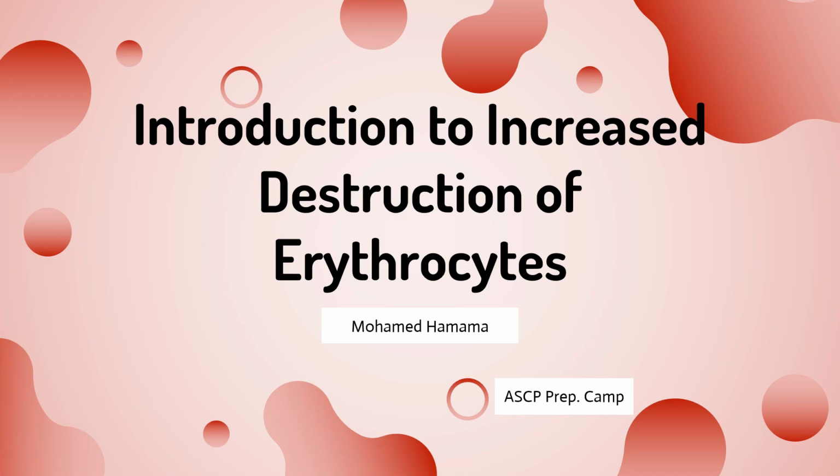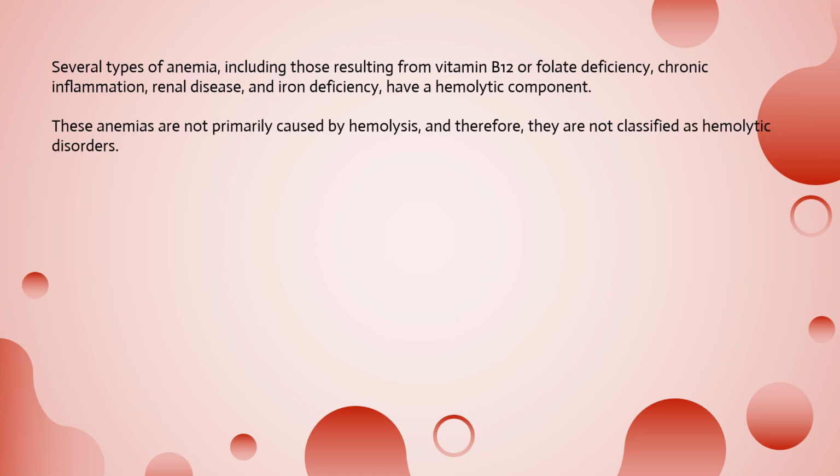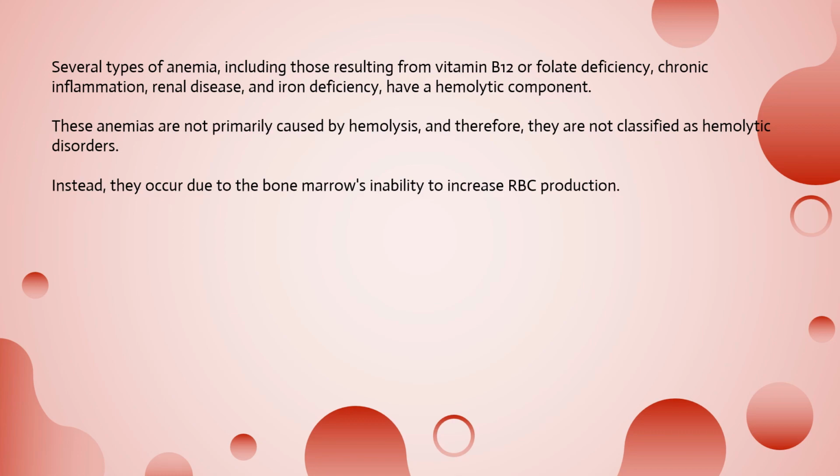In today's video, we will be discussing an introduction to increased destruction of erythrocytes. Several types of anemia, including those resulting from vitamin B12 or folate deficiency, chronic inflammation, renal disease, and iron deficiency, have a hemolytic component. However, these anemias are not primarily caused by hemolysis, and therefore, they are not classified as hemolytic disorders. Instead, they occur due to the bone marrow's inability to increase RBC production. These anemias are known as anemias with a secondary hemolytic component.